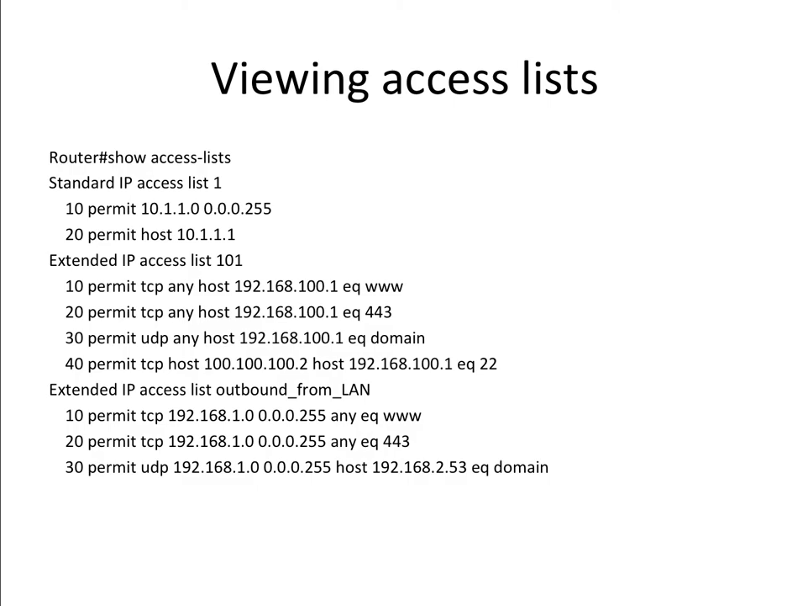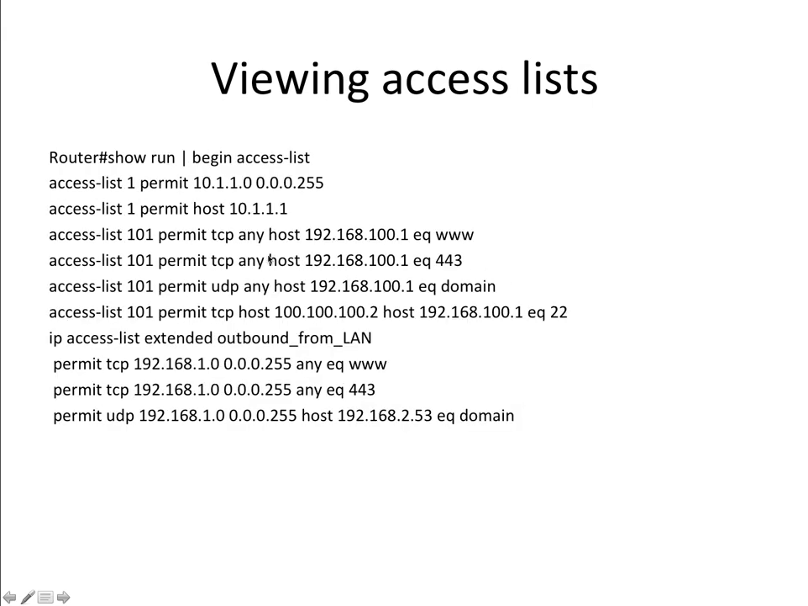If you write some access lists and you want to show them, you can do show access-lists, and that shows you, in this case, I have a standard access list called 1. I have an extended access list numbered 101, and I have an extended access list with a name called outbound from LAN. And you see the entries in each of those access lists. These numbers on the side are sequence numbers that we can use to edit the access list. We'll talk about that in a minute.